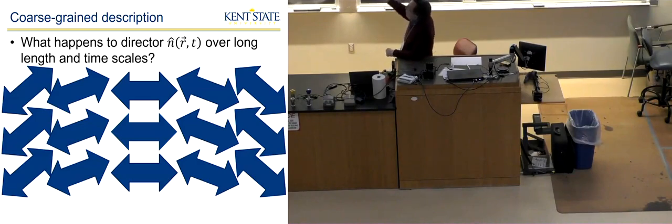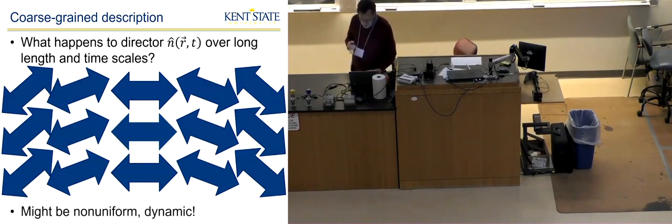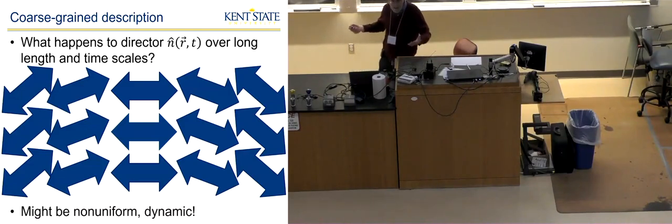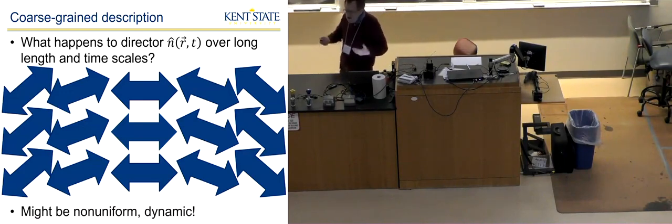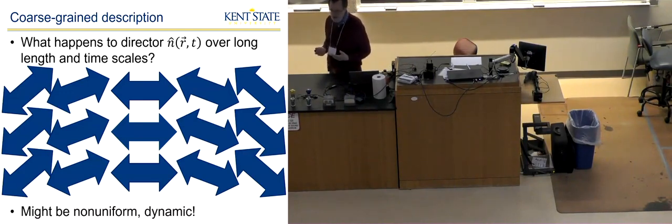Okay? So you understand now that each of these double-headed arrows represents a local average, right? There are thousands of molecules that are getting averaged to make this symbol, and thousands more here and thousands more there. But the population is gradually shifting in its average orientation as you go along as a function of position. So it might be non-uniform. It might be changing in time to be dynamic. This is the kind of thing that liquid crystal physics studies, right?